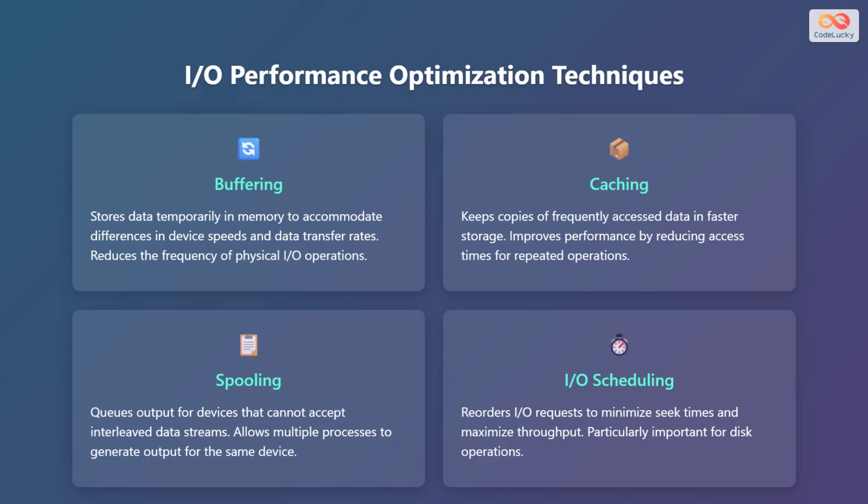Let's explore some techniques to optimize input-output performance. One technique is buffering, which stores data temporarily in memory to accommodate differences in device speeds and data transfer rates. This reduces the frequency of physical input-output operations. Another technique is caching, which keeps copies of frequently accessed data in faster storage. This improves performance by reducing access times for repeated operations.